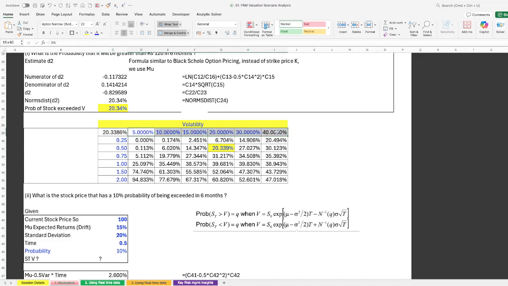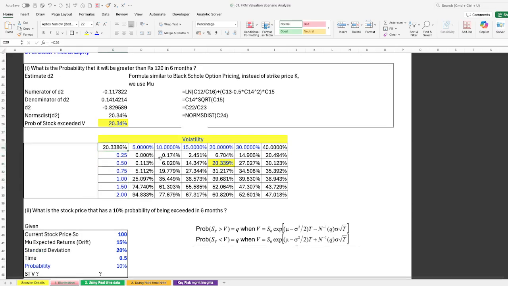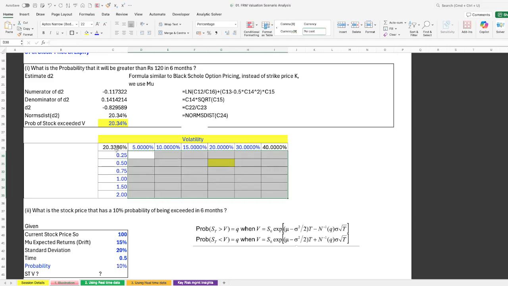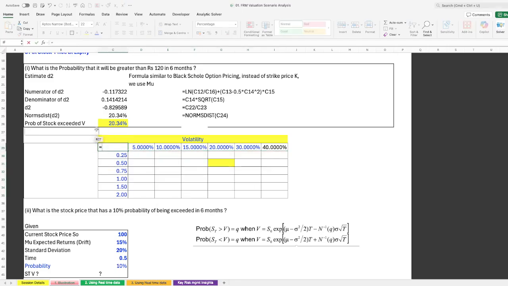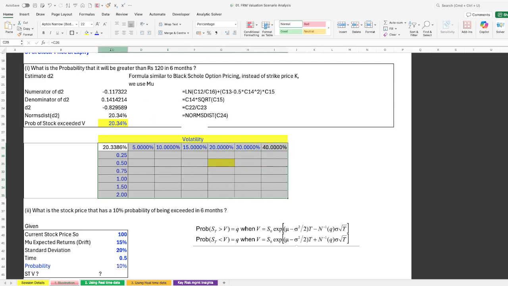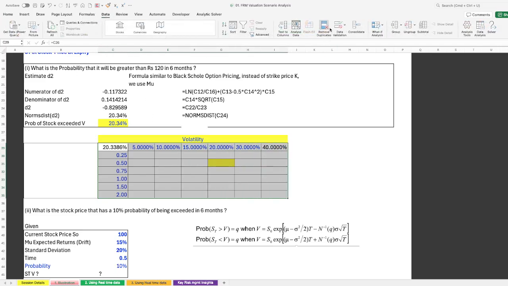We can also do an analysis of volatility and different time frames to see how the probability changes. I use a simple data table analysis. Just link this calculation here, and then for various time frames versus volatility, we can estimate the probability. Go to Data, What-If Analysis, and take the Data Table.